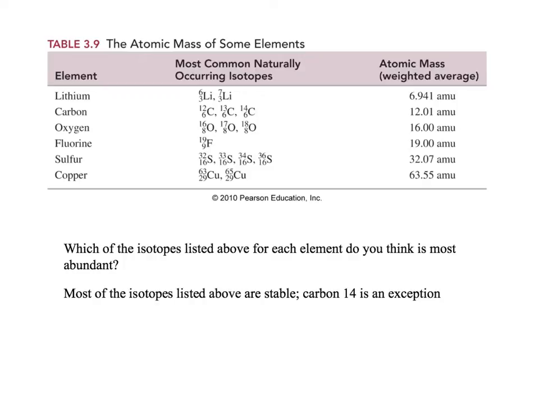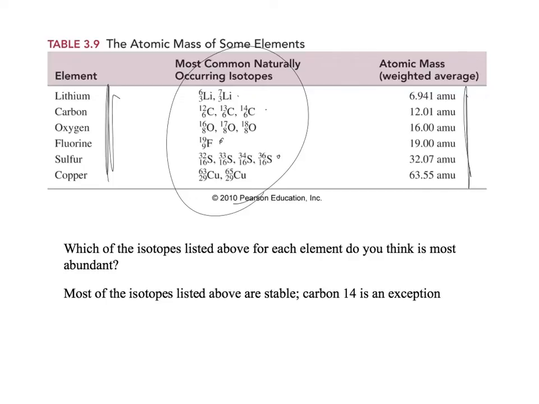Here's just, again, FYI information. Some common elements: lithium, carbon, oxygen, fluorine, sulfur, copper, and their naturally occurring isotopes. As I said, some have 2, some have 3, some even have 4, and we have just one that only has 1, and that's fluorine. You can see what their averages are based on the mass and the abundance, which the abundance isn't listed here on this table. You'd have to have that to be able to do the calculation.